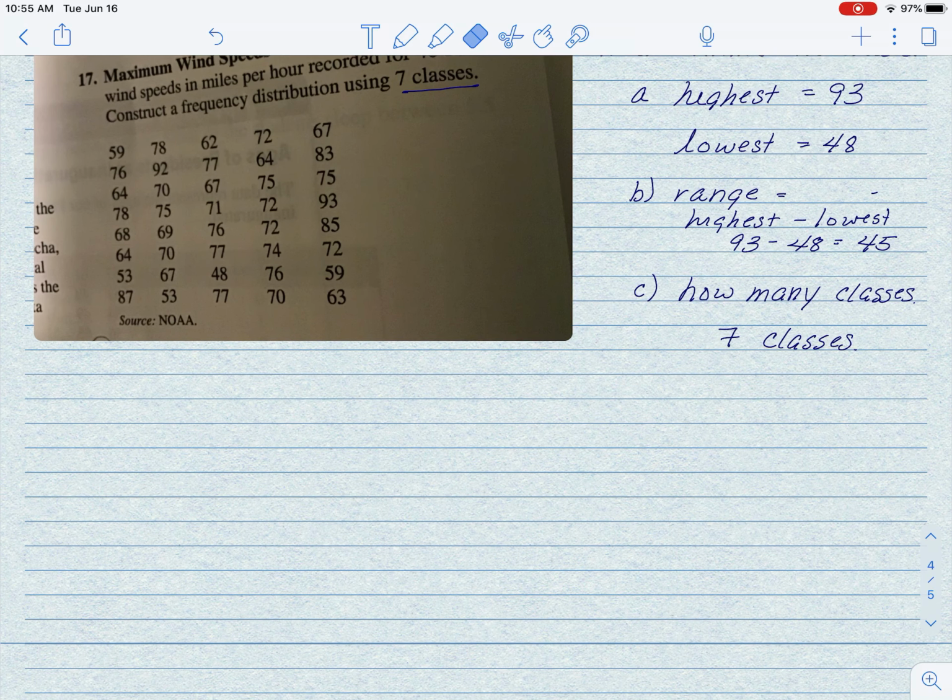All right, so the next thing that we want to do is find the class width. So there's a way to do this. So the class width is equal to the range divided by the number of classes and then rounded up to the next integer.